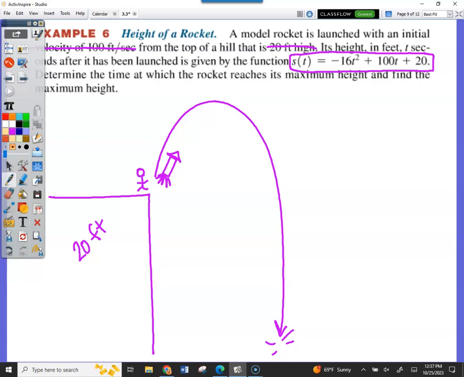But you do need to know your two variables. What's t? This matters. And then what is s of t? Read the problem. You're right. It's the height in feet.